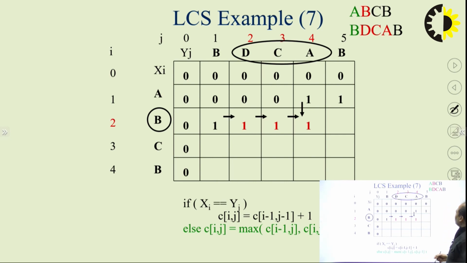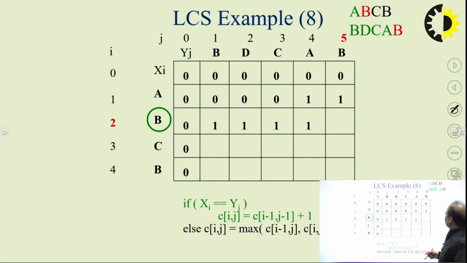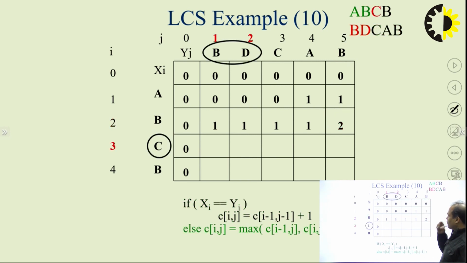Now the last one, if you look at here, B and B, there is a match. If there is a match, we will copy this value over here by increasing its value by 1. So this is 1 plus 1 becomes 2 because there is a match. Same thing we can start from C.